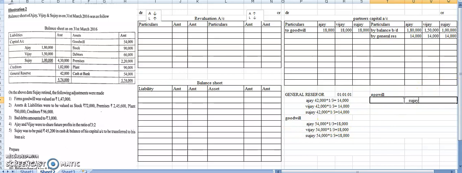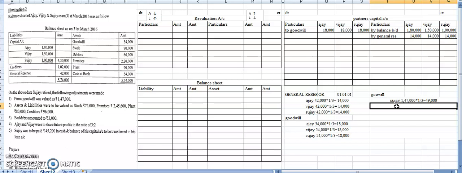So Sujay is the retiring partner. The amount of goodwill 1,47,000, multiplying it with the share of Sujay, which is 1 upon 3, and the answer comes to 49,000. So now we have calculated the share of Sujay, the retiring partner. Now we need to distribute this 49,000 to the remaining two partners, the continuing partners, Ajay and Vijay.